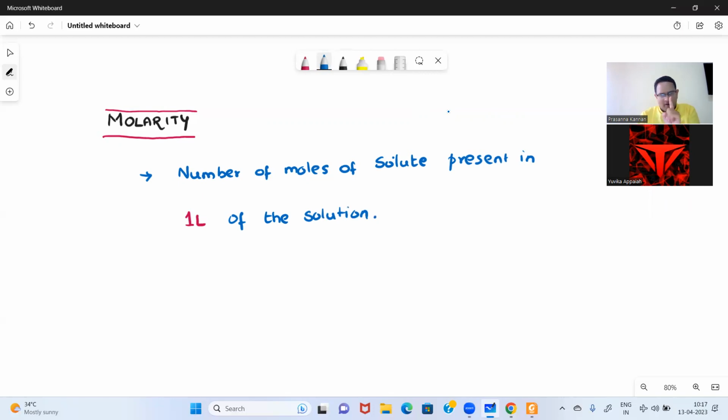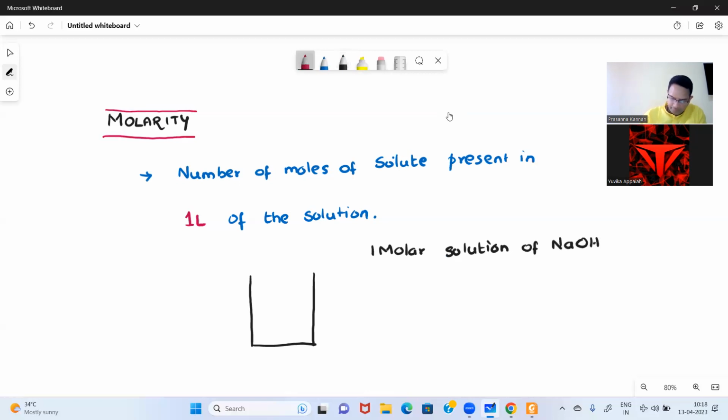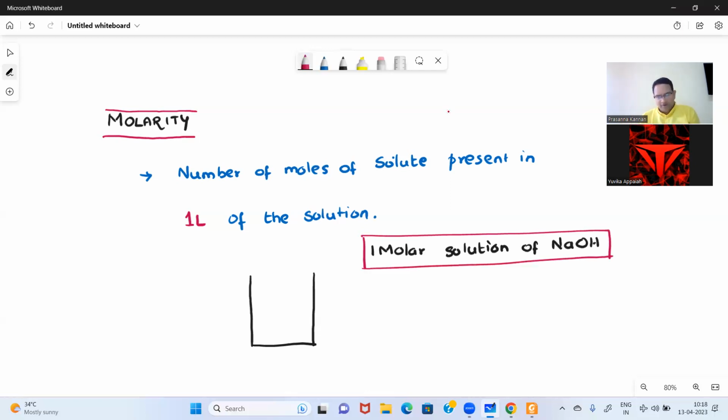Suppose I have to prepare a 1 molar solution of sodium hydroxide. First thing I should know is its molecular mass, right?